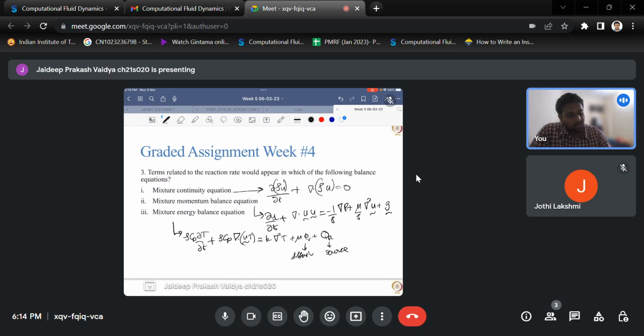So we can see that in all of these three equations, there is no reaction rate that is appearing. There is no minus Ra term coming up, or k C_A power n term coming up. Therefore, none of these equations have a reaction rate, or reaction rate does not appear in any of these equations.